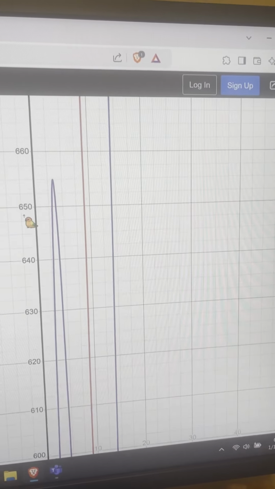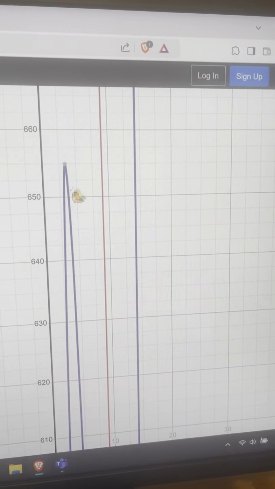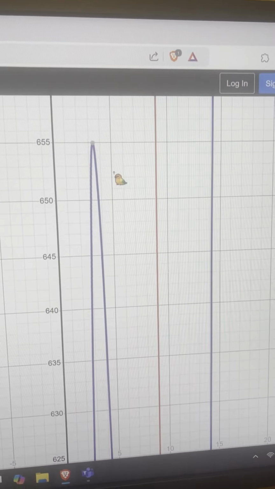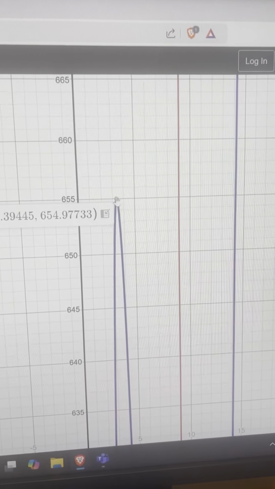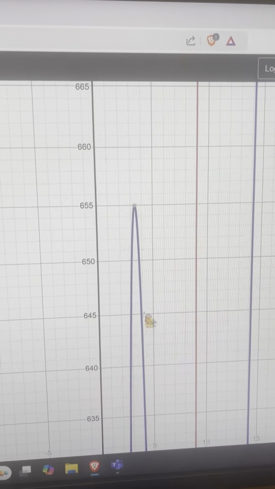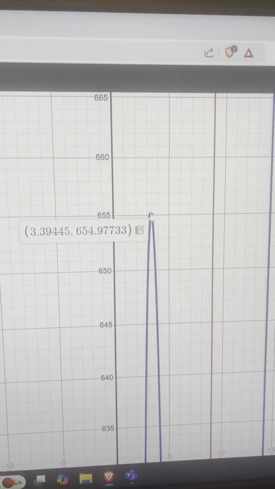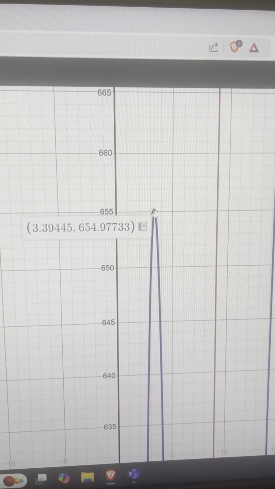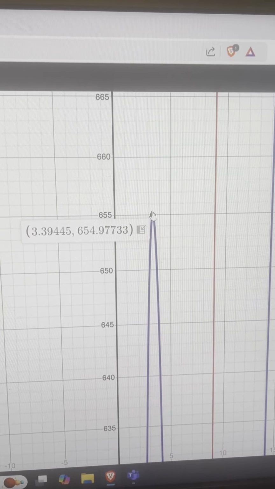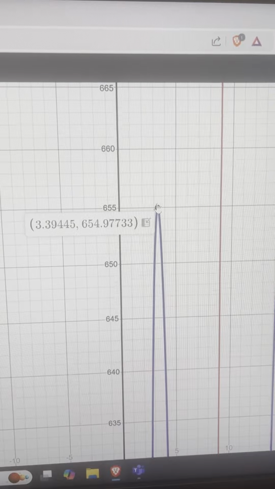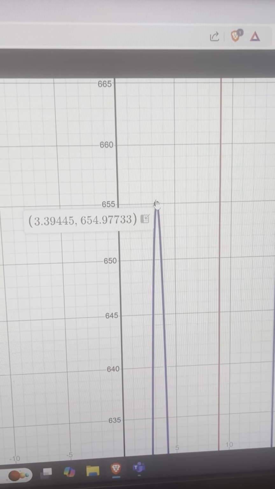So yeah, you see this point here? This is what we call a local maximum. It's the highest point in this area, this neighborhood. The x-coordinate is what we're interested in, so that's going to be 3.39 approximately. So that's your answer, and then the maximum volume is approximately 654.98.